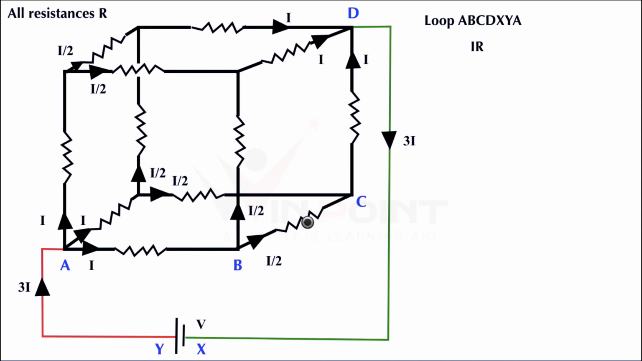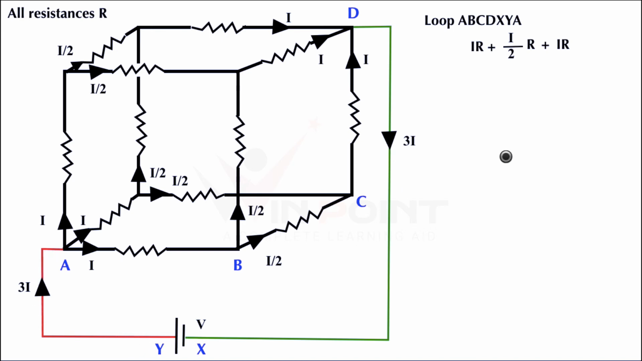So in BC, the current is also in my direction. I by 2 is also in my direction. So it will be I by 2. The value of this resistor is R. So it will be plus I by 2 R. Again I am going in this direction. It is I, right? It is R in my direction. So it will be IR. Again I am coming in this direction and I have reached here.